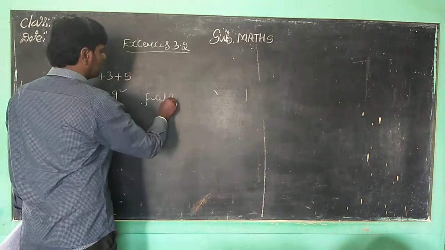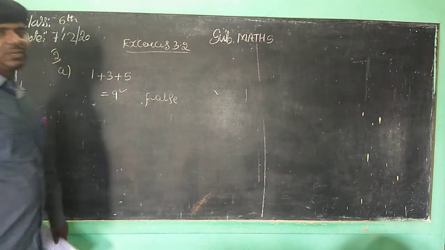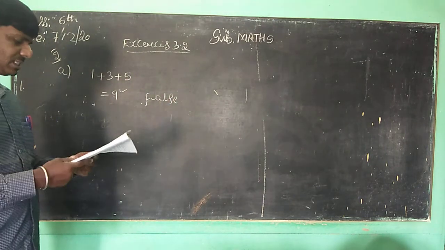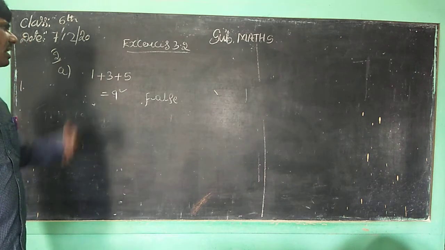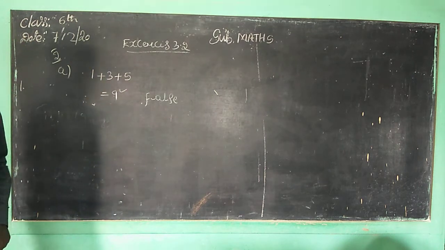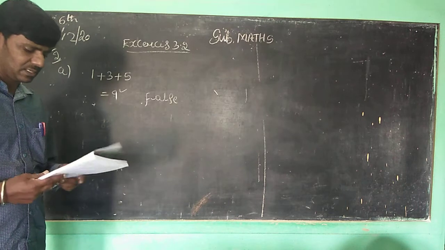False, because, see children, the sum of three odd numbers. Now we want to take that it is even. This is wrong. This is odd. 1 plus 3 plus 5 is odd. Therefore this statement is false.